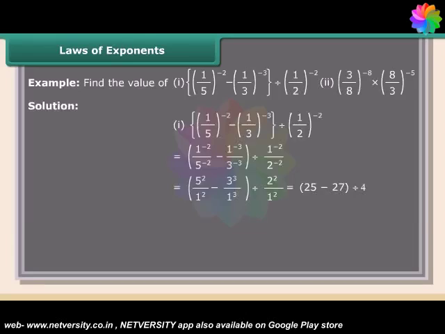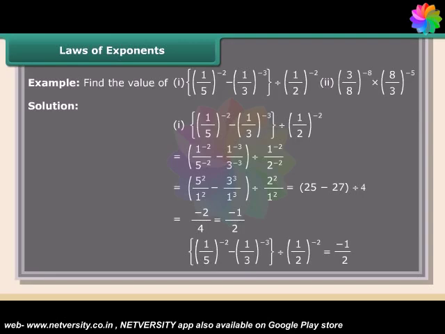which is equal to 25 minus 27 divided by 4, which equals minus 2 upon 4, which is equal to minus 1 upon 2. So (1/5)^(-2) minus (1/3)^(-3) divided by (1/2)^(-2) is equal to minus 1 upon 2.